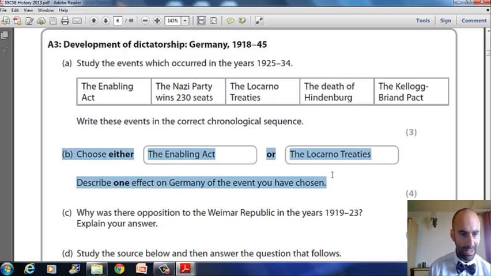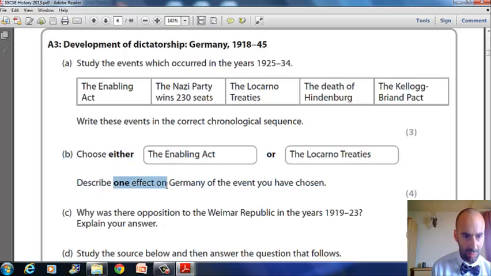The question format will be explain one effect on Germany of the event you have chosen. So small differentiation there, no longer describe, it will be explain instead. So the key is here to look at this one effect. So we are looking for something that happened as a result of something. Now, if the event was someone slapped me, the effect would be that I would cry.